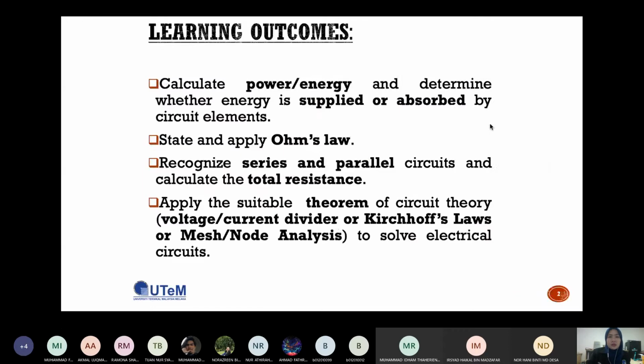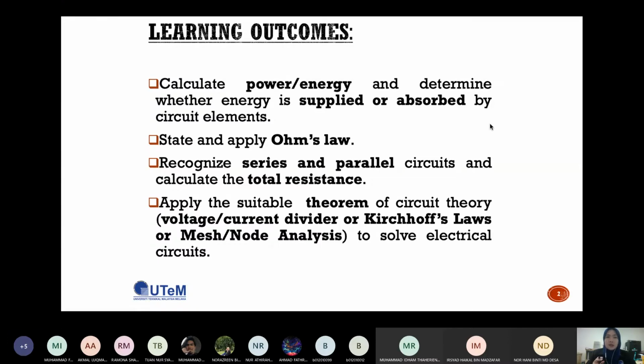So these are the learning outcomes for chapter 2. We have 4 learning outcomes that you need to achieve. The first one, you need to be able to calculate the power and energy and determine whether the energy is supplied or absorbed by circuit elements. And then able to state and apply Ohm's law.